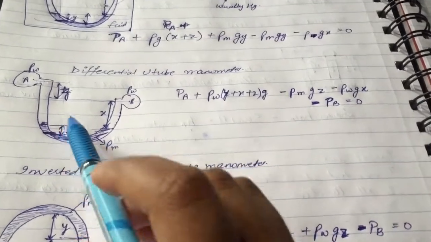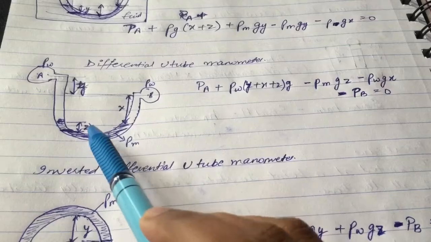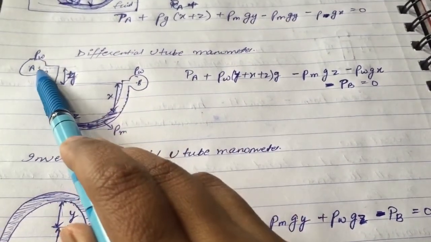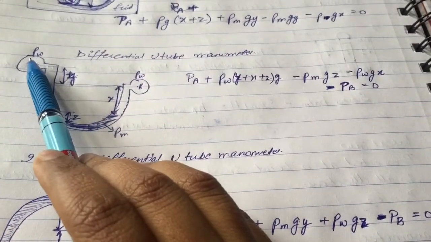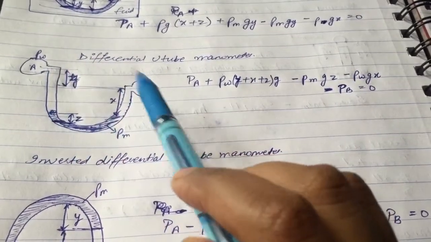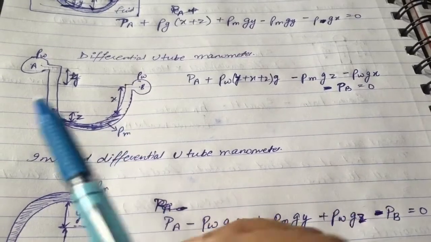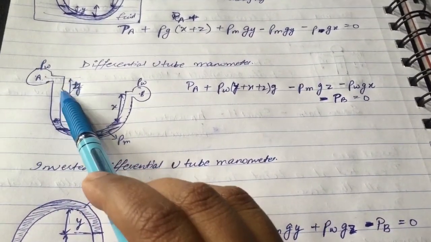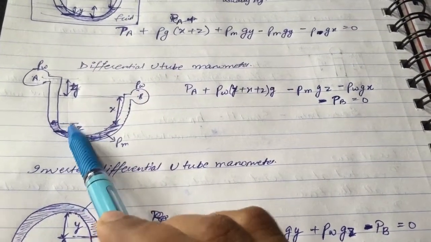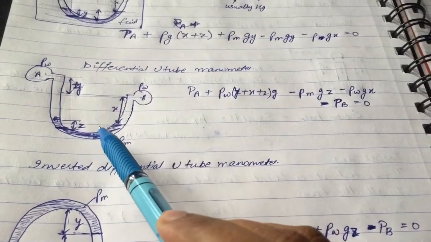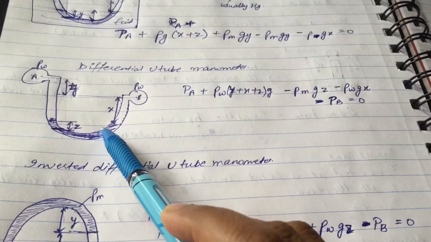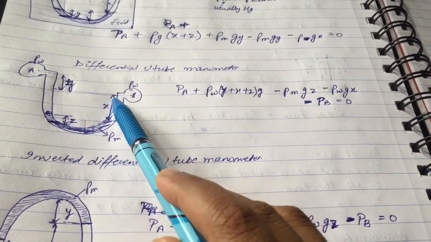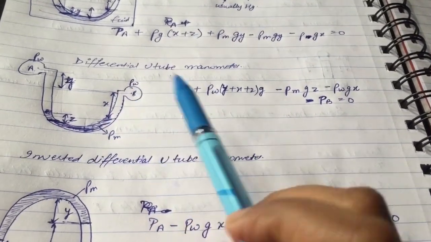Next we have the differential U-tube manometer. In this case, manometric fluid is present in this portion. This height is given as z, and from B to the manometric fluid the height is x, and the height difference between A and B is y. So the density on both sides, A and B, is given as rho w, and the manometric fluid density is rho m. So in this case, pressure A plus rho w g (y plus x plus z), this whole distance. Now we are going in the opposite, upward direction, minus rho m into g into z, this height is z, minus rho w, because here density is rho w, g into x, minus pressure at B would be equal to 0.